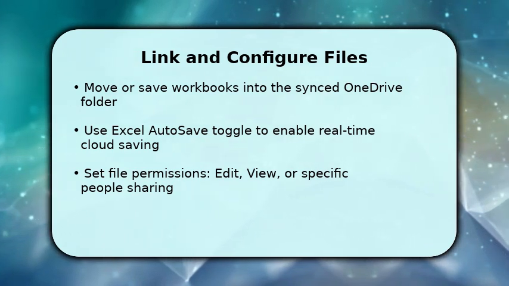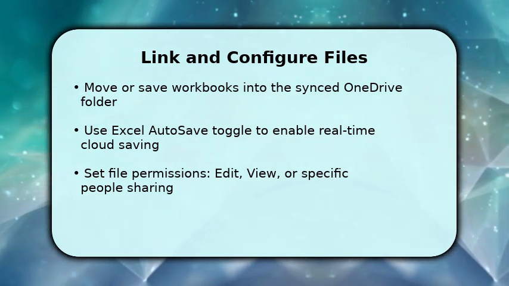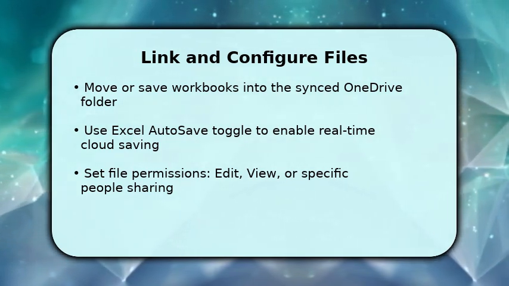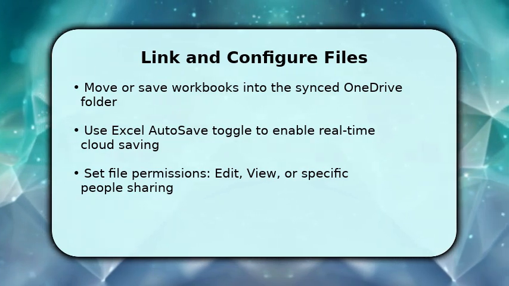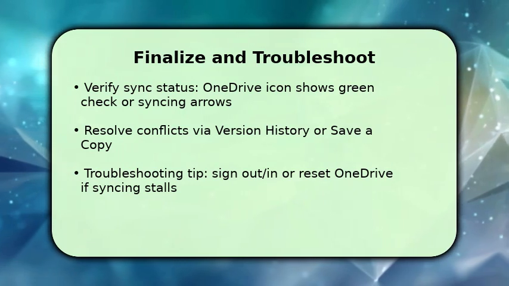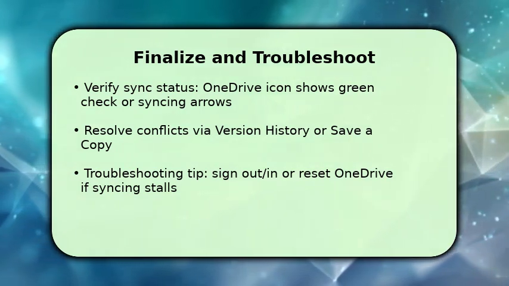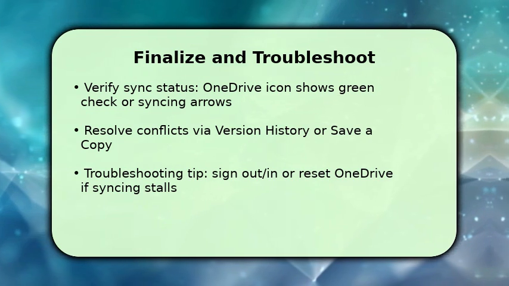If you need co-authoring, keep Excel file types as XLSX or XLSM and avoid legacy formats. This preserves change tracking and simultaneous edits by others. Finish by confirming that OneDrive shows a green check for fully synced files. Open the workbook from OneDrive to test co-authoring and auto-save across devices.